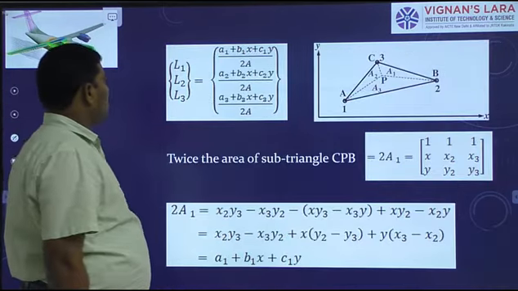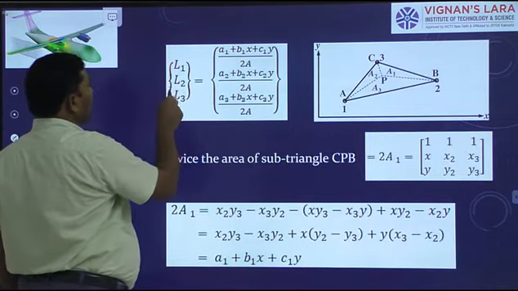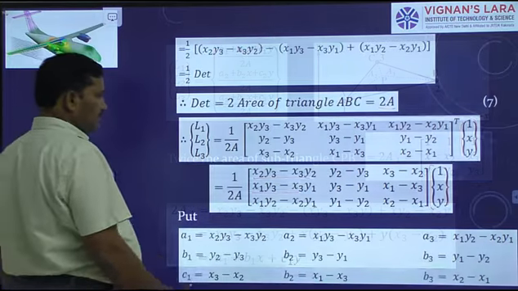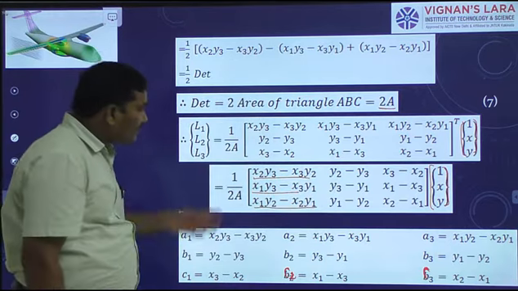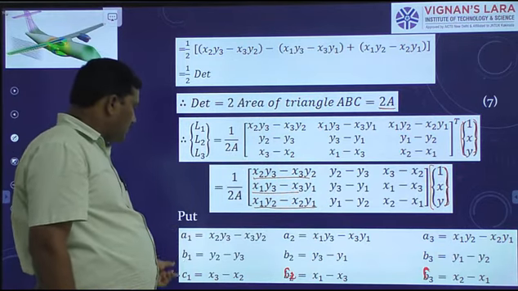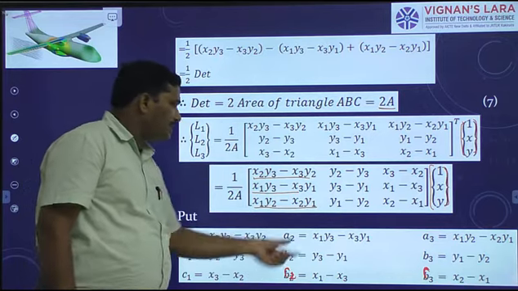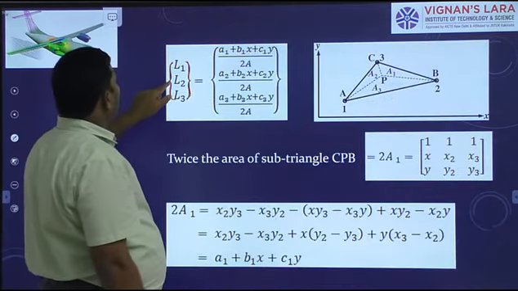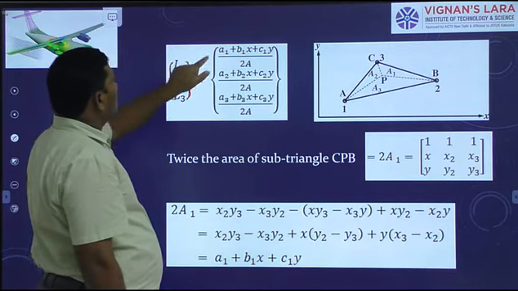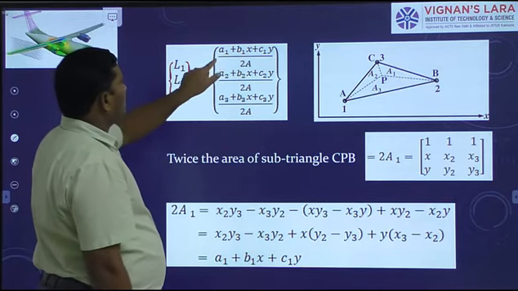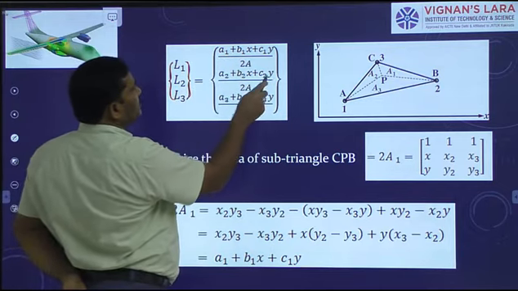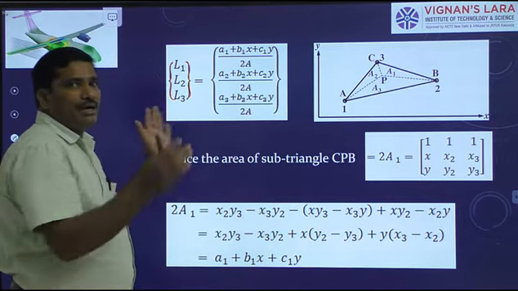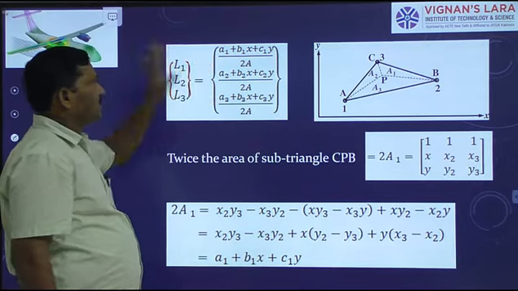So what do you get? A column matrix having the elements L1, L2, L3 equals, when you multiply these two matrices after replacing each element by the respective arbitrary constants, you get L1, L2, L3, the natural coordinates, equals A1 plus B1x plus C1y divided by 2A, A2 plus B2x plus C2y divided by 2A, A3 plus B3x plus C3y divided by 2A. You get this after multiplication.